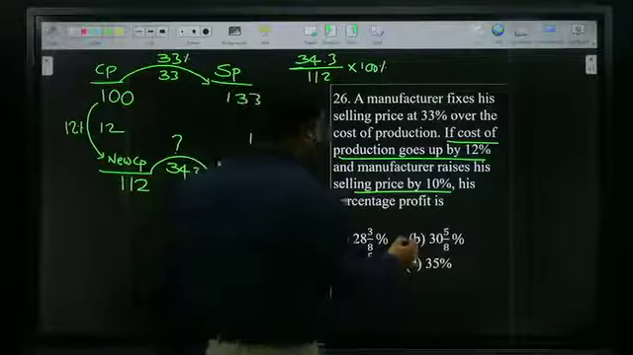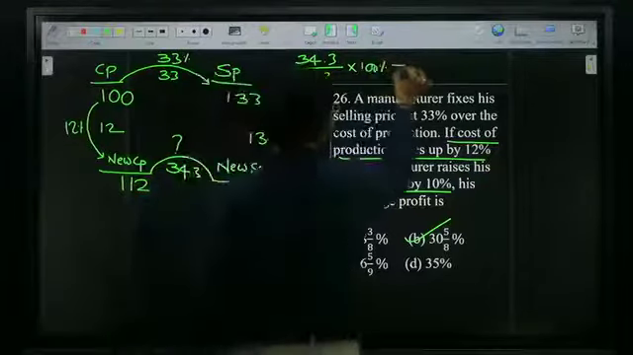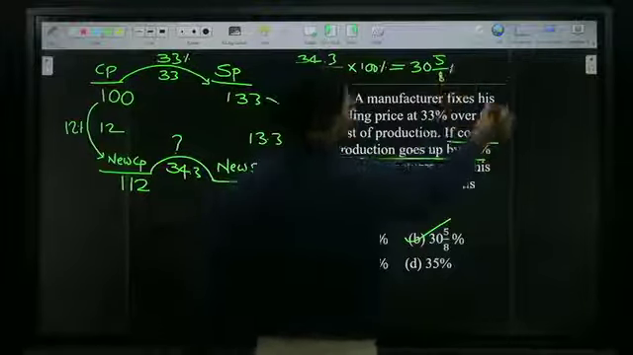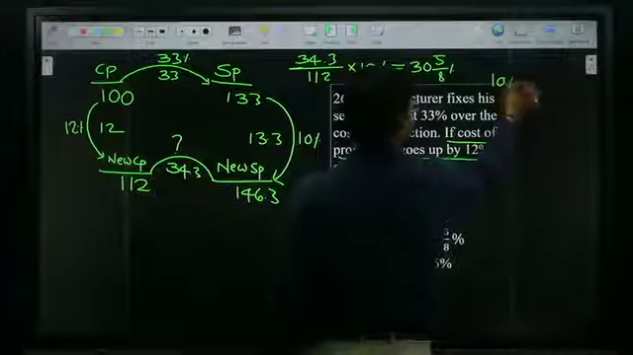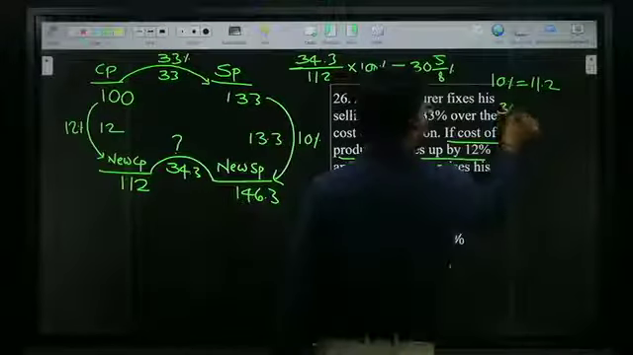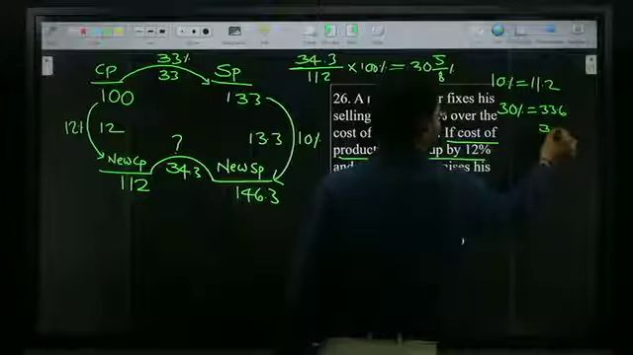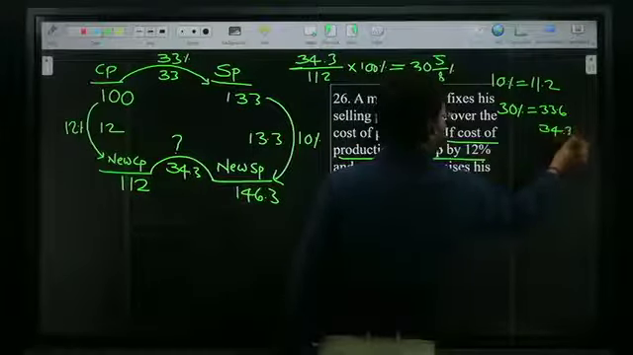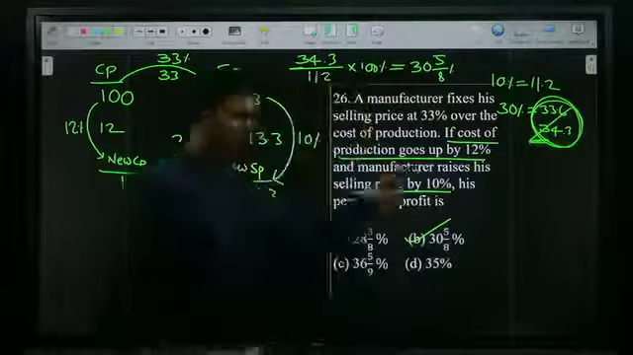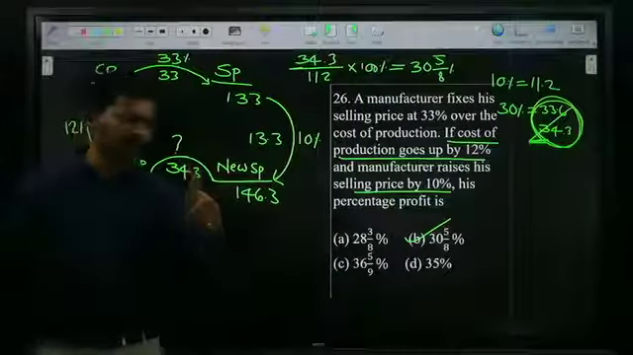See the options. More than 30, very close to 30. Which option is there? So your answer is 35 by 8. I already told the fraction denominator is always 100%. 10% is 11.2. If I take 30%, this is 33.6. But I need 34.3. So both are very near. That is the reason your answer is very near to 30. Very near to 30 is nothing but 35 by 8. All of you understood? All of you okay?